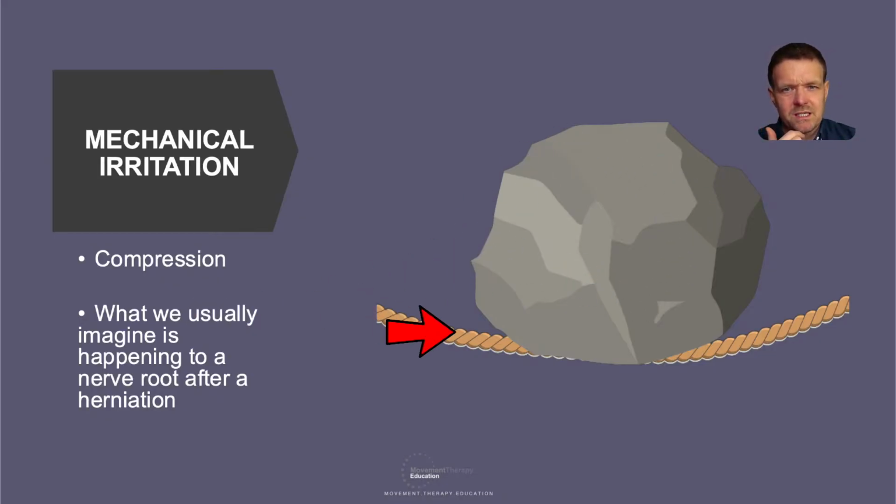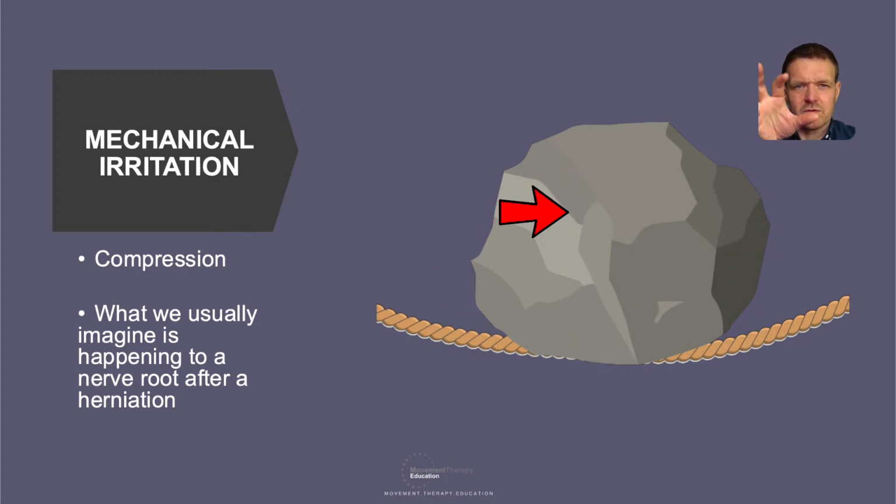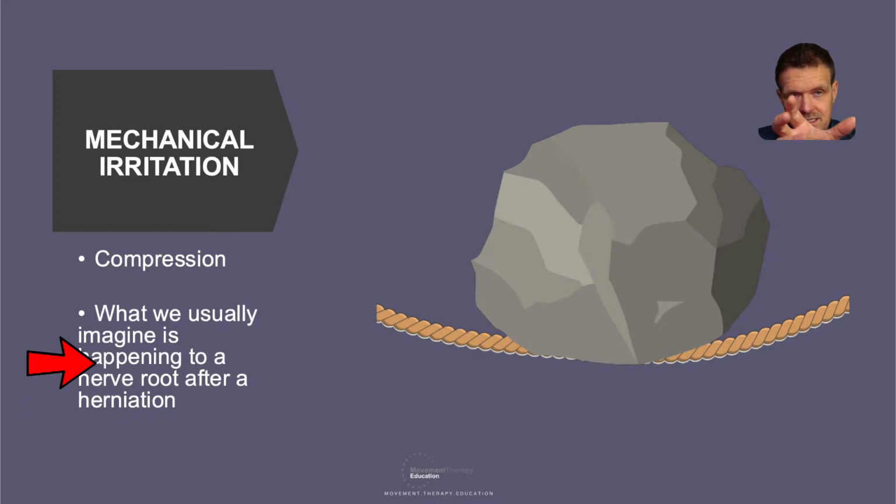So if you imagine this is your guy rope on a tent, and then we've got a heavy object on that guy rope, we're going to get some bowing. Yeah, so compression. So in the body, this can happen to the nerves, and we can get a mechanical pushing, a mechanical compression on a nerve. And this is what usually we imagine is happening to a nerve root after a herniation. So when that disc is herniated and it's pushing on the nerves that emerge from that region, this is what we imagine is going on.